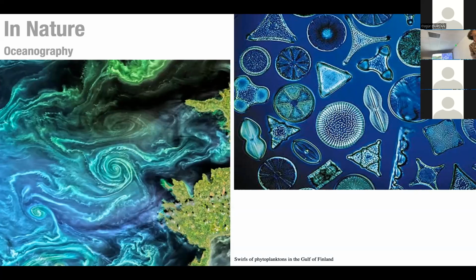So first of all, why do we study granular suspensions? Well, first of all, they're present in nature. This is, for instance, a picture of the Gulf of Finland, where you see swirls of phytoplankton. These particles are not only pretty, they're also important because they store some of the CO2 we produce. So it's very important to understand how they are transported in the ocean.